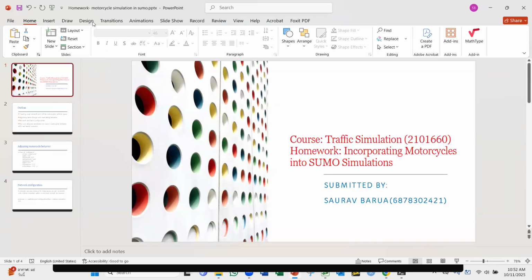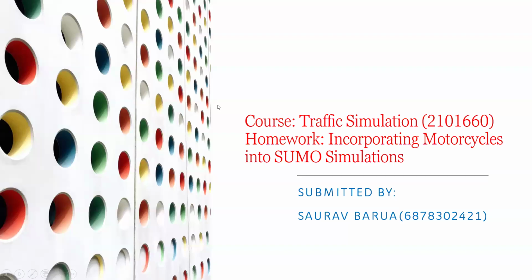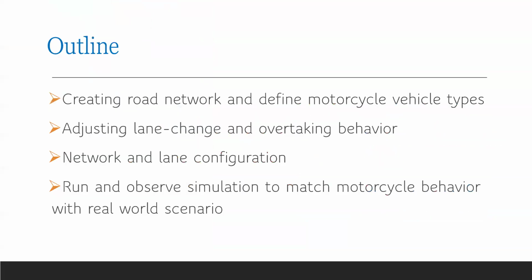Here, what I am presenting is incorporating motorcycles into SUMO simulation. So firstly, I create a road network and define a motorcycle vehicle type in NetEdit, then adjust lane change and overtaking behavior of motorcycles, and provide the network and lane configuration, then run and observe the simulation, which I have already shown, and match motorcycle behavior with real world scenarios.